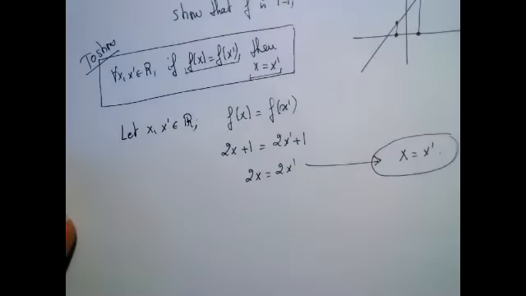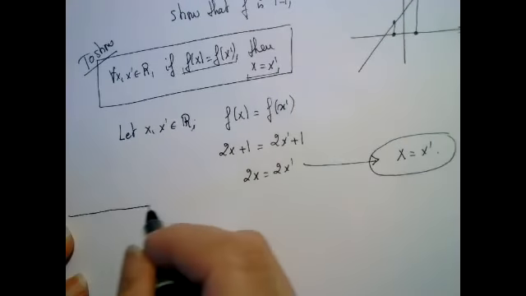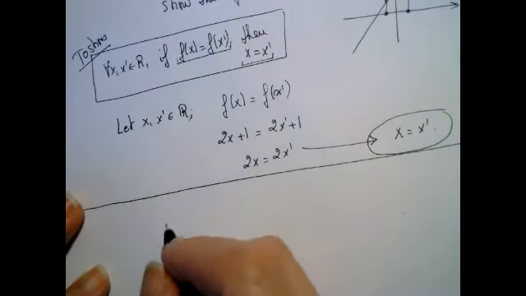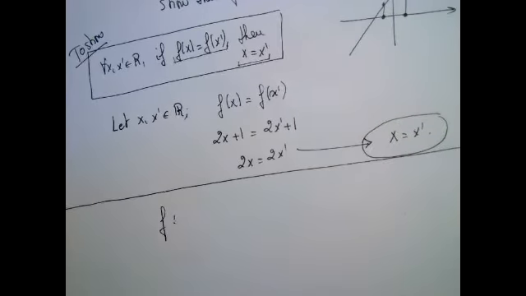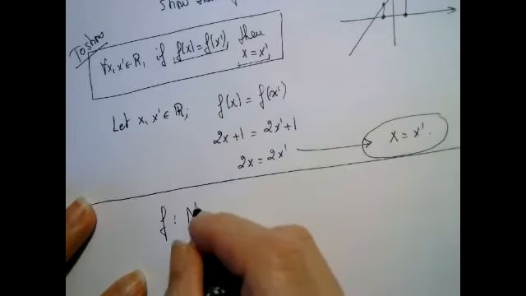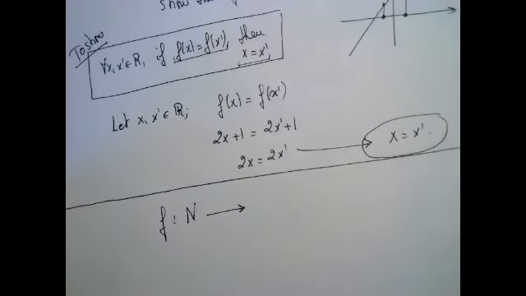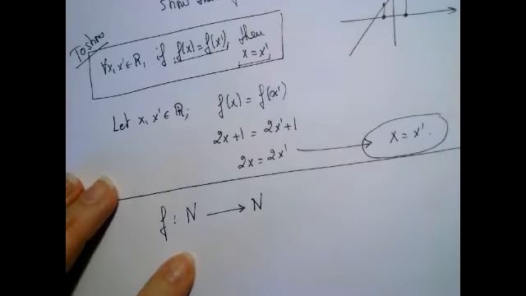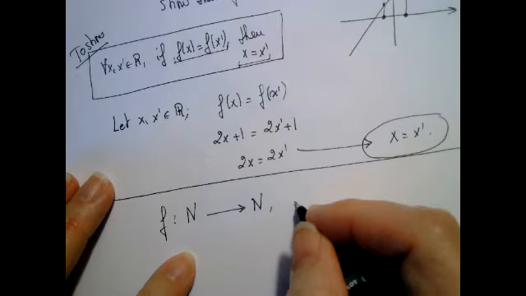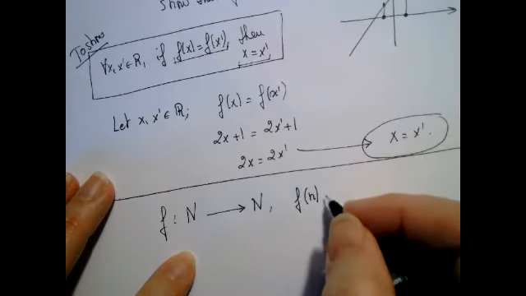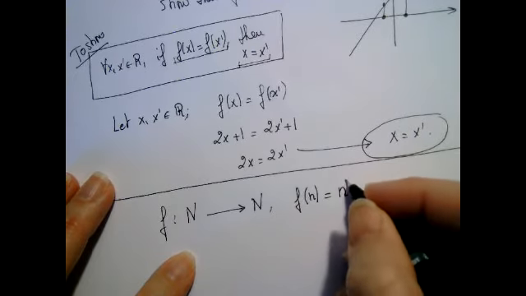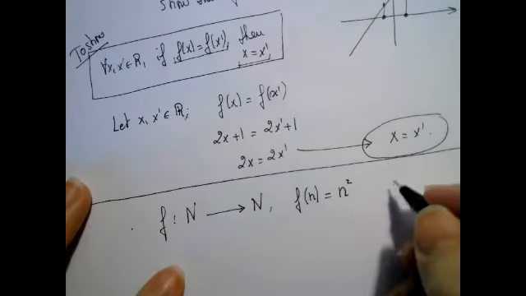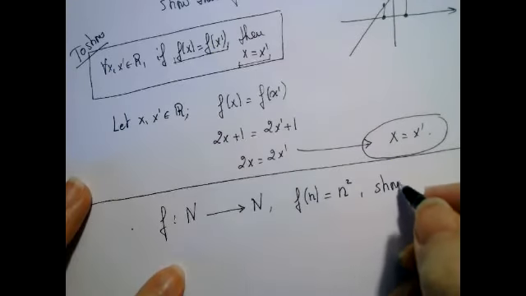So let's do other problems along those same lines. Suppose I take f from N to N. So now my domain is all the natural numbers, including 0, and N. Let f from N to N be given by f of n equals n squared. And the question is, show that f is 1 to 1.